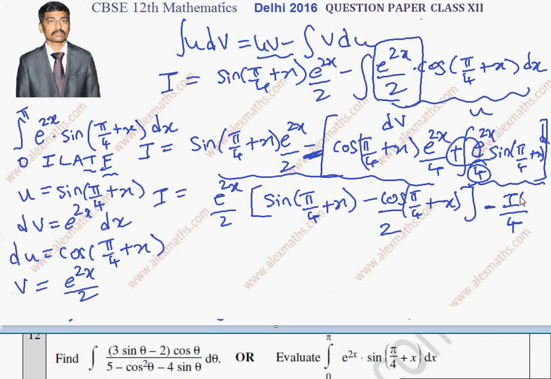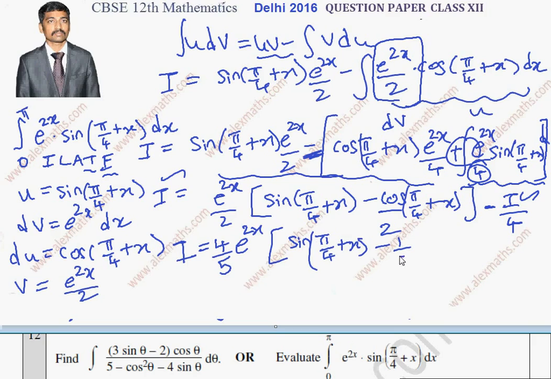So I have to bring this I by 4 to the other side. Already here it is I. So I plus I by 4 is 5I by 4. So if I keep I alone here, 4 by 5 will come on the other side. So the rest of the terms I have to write as it is. Sine of pi by 4 plus x minus 1 by 2 cos of pi by 4 plus x.